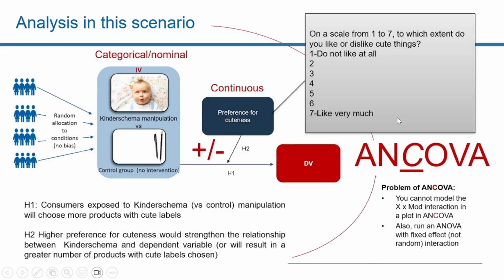You can also try ANOVA, and this is what a lot of people would try to do in the first place. They can model this as a covariate. But one thing to keep in mind here is that if you run an ANOVA, you cannot model the X and moderator interaction in the plot, so you cannot produce a really nice visualization. So my recommendation would be to run a simple ANOVA with fixed effects, not random effects, because if you do it in random effects, again, it will be very hard for you to produce the visualization.